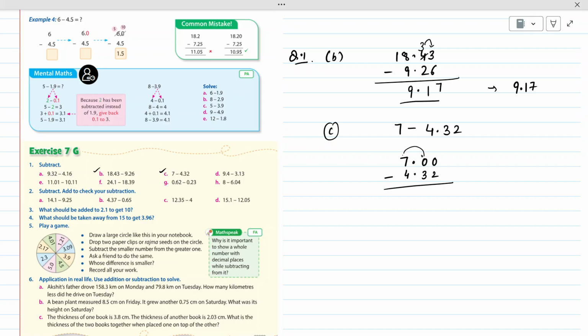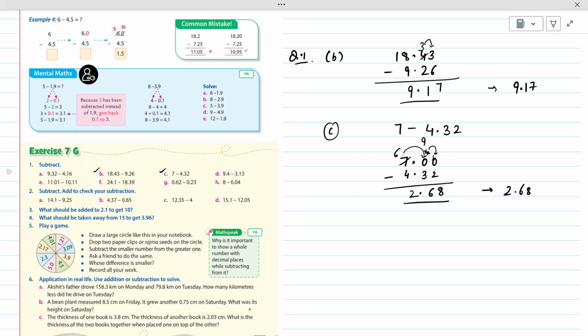It will take one borrow from here, so we'll have 6 here. Okay, this will become 10. This will give 1 to here, so this will again become 10, and 9 is remaining. General subtraction, kids. So 10 minus 2 will give us 8. 9 minus 3 will give us 6. Decimal as is. 6 minus 4 will give us 2. So we will get 2.68 here.